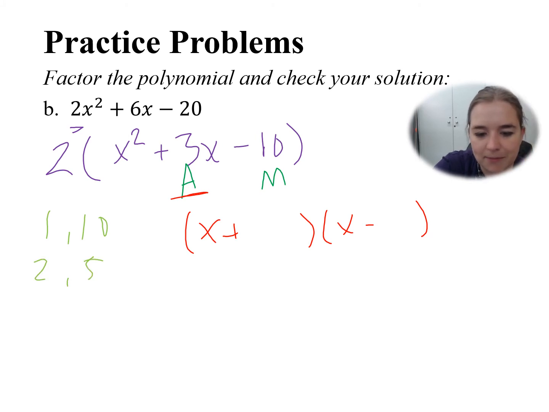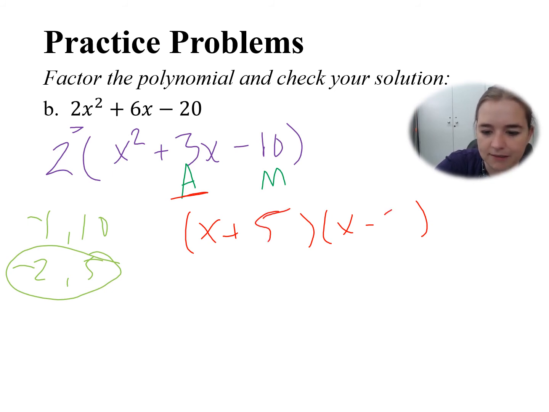When I think about my pairs here, I know that the bigger one is going to be positive and the smaller one is going to be negative. So these are my options. If I add up negative 1 and 10, I get 9. If I add up negative 2 and 5, I get 3. So I know that this is going to be my factor pair. So I get x plus 5 and x minus 2 as my factored form.